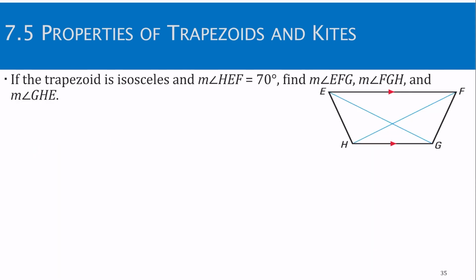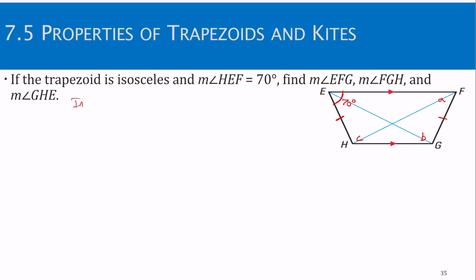All right, let's say this trapezoid is isosceles, which means the legs are congruent. And the measure of angle HEF, so this whole angle, is 70. Find the measure of EFG, so this whole thing here. And FGH, this one there. And GHE, that one there. All right, so I want the whole angles everywhere.